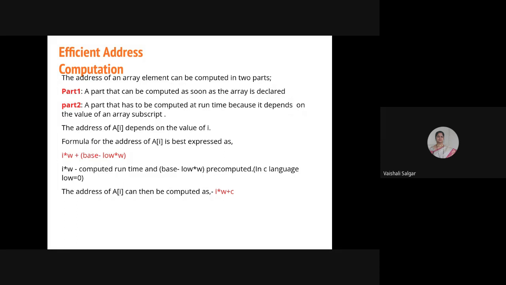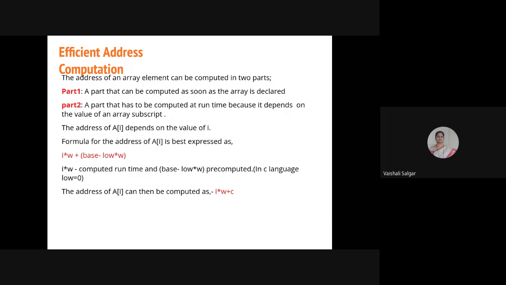So see over here, i into W will be computed at runtime, and base minus low into W will be pre-computed. So the base address will be known. Low value we know always starts with 0, and W is also known. So this particular base minus low into W will be pre-computed, whereas the ith element will be taken or executed at runtime. So that's why i into W will be computed at runtime, whereas base minus low into W, which will be a constant value, will be pre-computed.